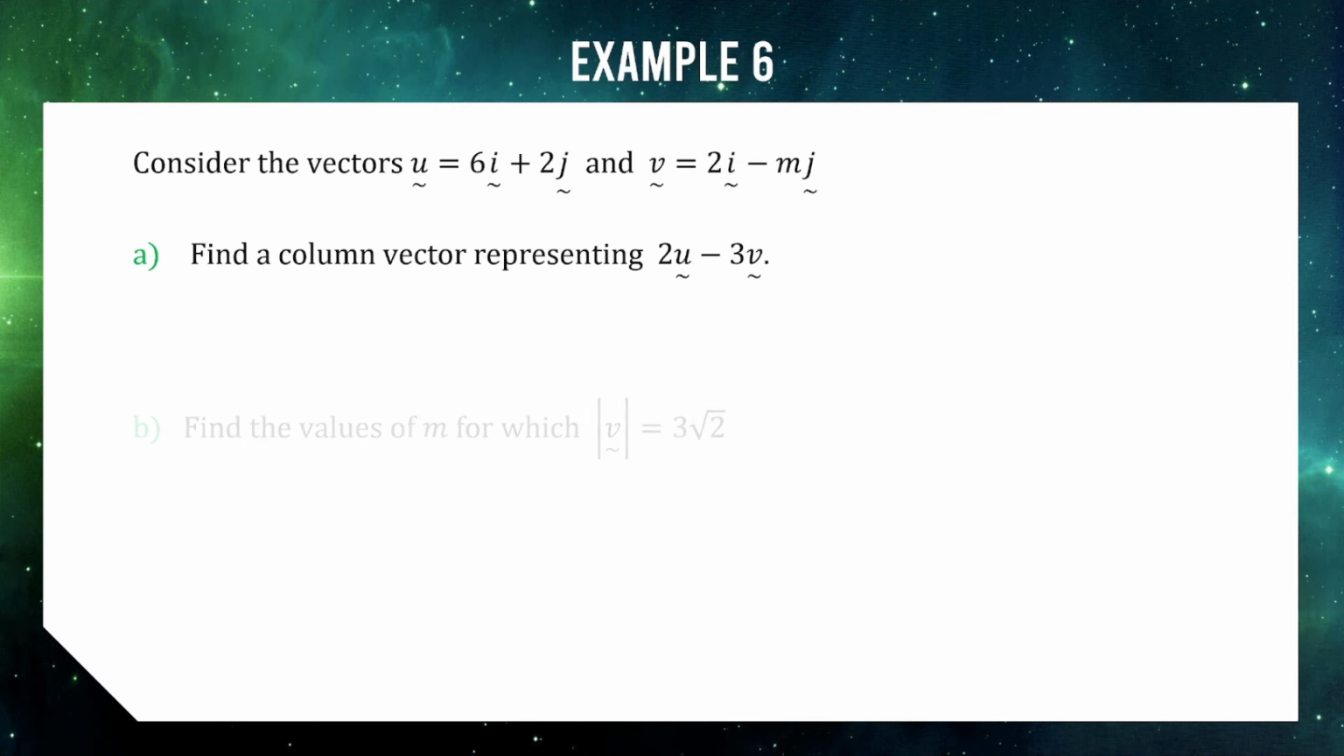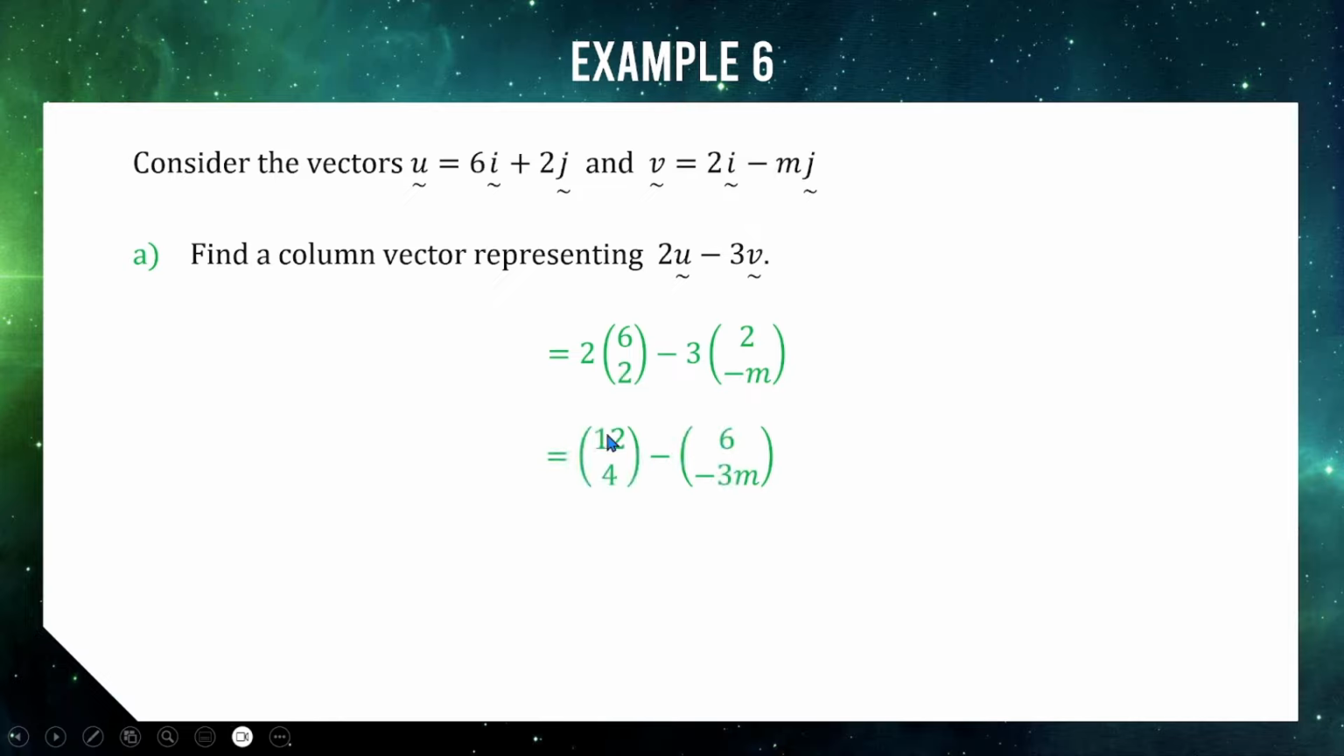Let's dive in. Let's take vector u and multiply it by 2, and we'll take vector v and multiply it by minus 3. Just using horizontal component form to make it a bit easier. Multiplying these by 2 turns it into 12 and 4. Multiplying these by 3 turns it into 6 and minus 3m. And now we just do our subtraction. So 12 minus 6 for the top will be 6. On the bottom we have 4, take away negative 3m. So we have 4 plus 3m.